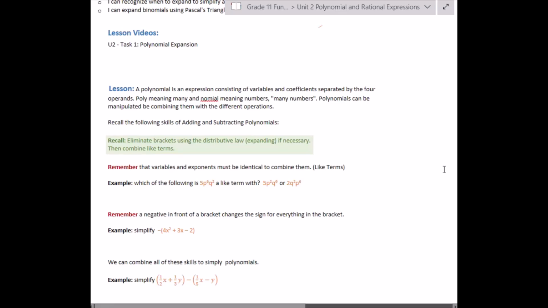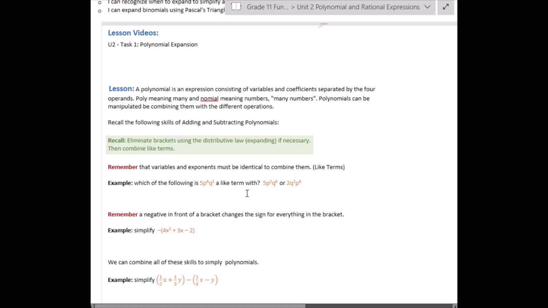So a polynomial is an expression consisting of variables and coefficients separated by the four operations, being addition, subtraction, multiplication, division. Poly meaning many, nomial meaning numbers, polynomial being many numbers. Polynomials can be manipulated by combining them with the different operations.